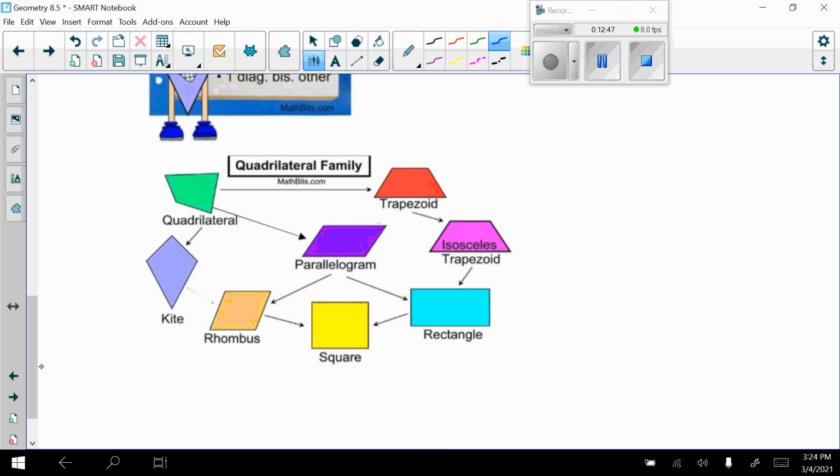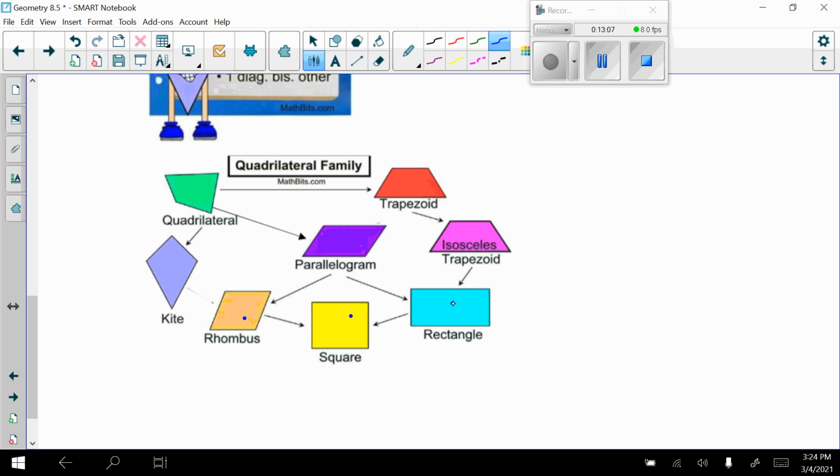Quadrilateral. A kite is a quadrilateral. A parallelogram is a quadrilateral. A trapezoid is a quadrilateral. Isosceles trapezoid, rectangle, square, rhombus, they are all quadrilaterals. A parallelogram, a rhombus, a square, a rectangle are all parallelograms.